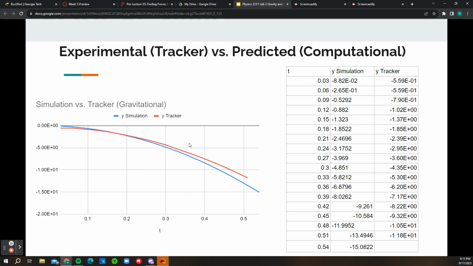Here is the data collected from the tracker versus the simulation. As you can see in the simulation, since it is not calculating drag, it in fact ends at a lower distance than the tracker, which has drag in it.